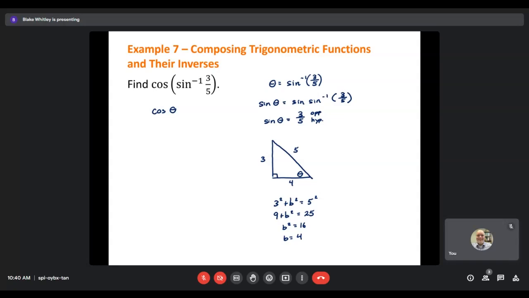Now, once we have all the missing sides of that triangle we created, again, what I'm looking for is cosine of theta. So I'm just going to look at my right triangle, find the adjacent side and the hypotenuse. And that tells me that cosine of theta is going to be equal to 4 over 5, which means that the cosine of the inverse sine of 3/5 is equal to 4/5.